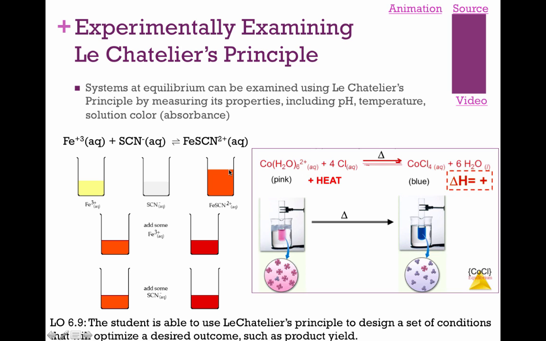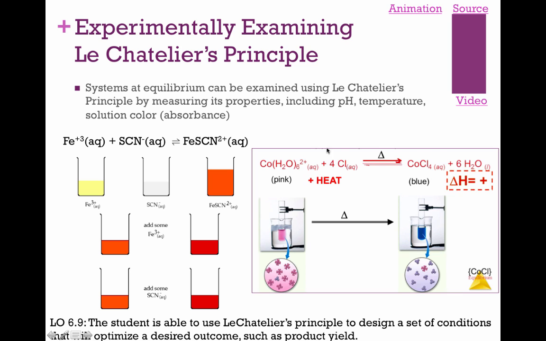Another example, and I know we didn't look at this in the lab, is looking at this complex ion. Again, you don't need to worry about what complex ions are, but they might give you an example like this and say that this complex ion of cobalt is normally pink. And then cobalt 4 chloride is normally blue.